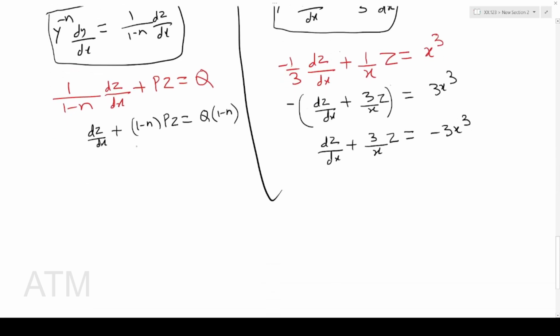Now, what type of form is it? It is a form of linear differential equation. Here, by mistake, I have not written the minus. When you take the minus common, the minus will come here. Okay, so now we have to find the integrating factor.